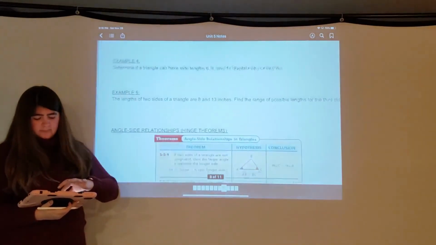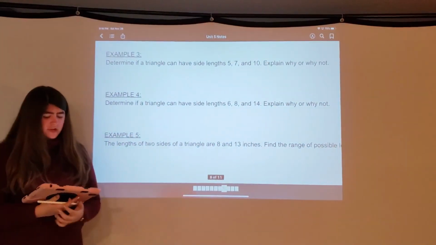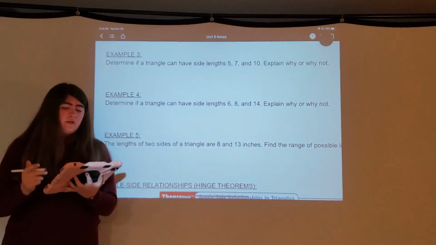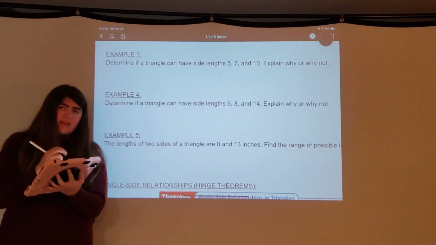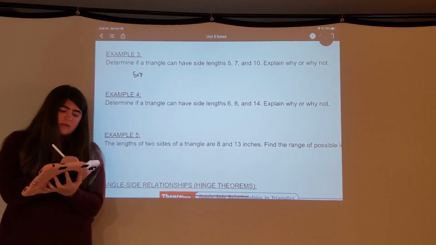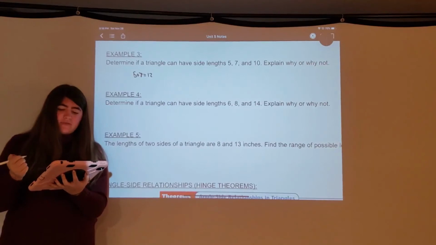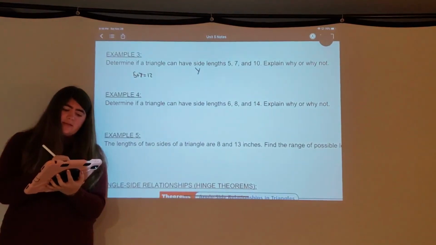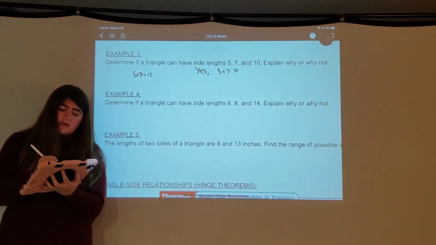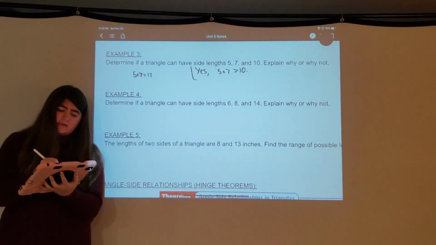We have example 3 here that says determine if a triangle can have side lengths 5, 7, and 10. We're going to add those together. 5 and 7, they're the 2 smallest ones. 5 plus 7 is equal to 12. 12 is greater than 10, so the answer is yes, because 5 plus 7 is greater than 10. And that is our answer.